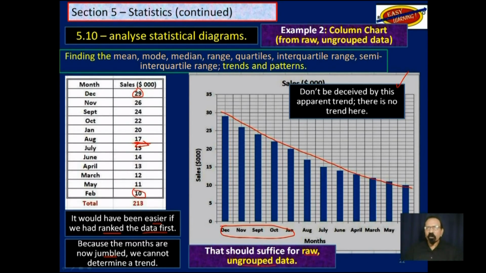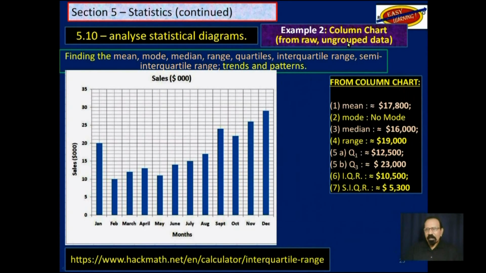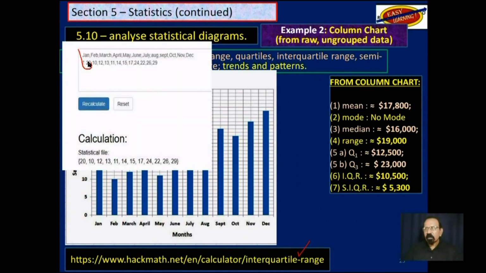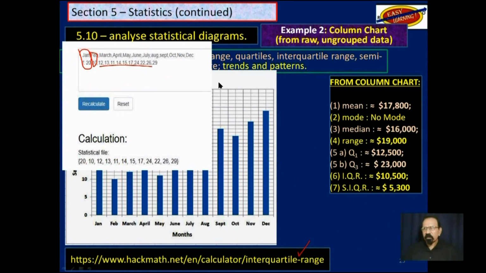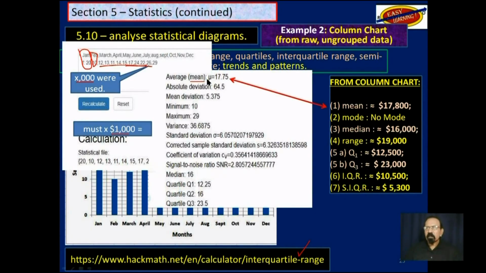So we looked at two examples for raw, ungrouped data. Let's compare the answer for that from the column chart with the online calculator. January, 20%, February, 10%. Let's see what we got. This time we'll have to multiply by 1,000 because these are percentages and we need to carry them to sales. So let's begin with mean. 17.75% multiplied by 1,000, 17,800, which is what we got from the column chart.